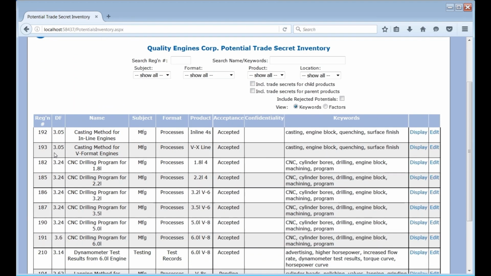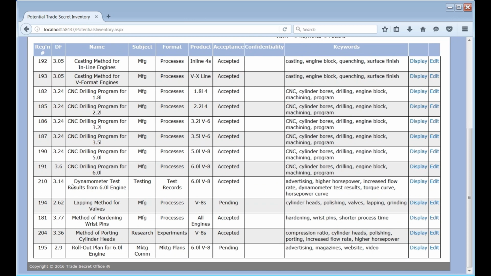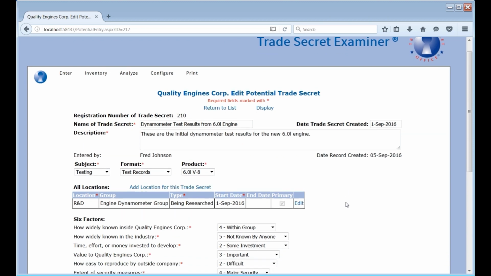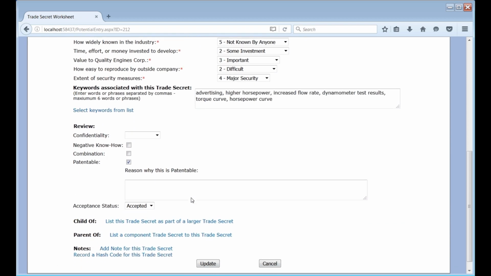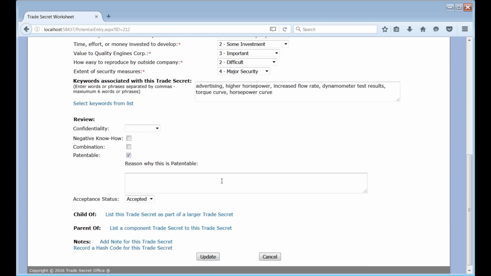Then somebody asks me, did you consider whether that might be patentable or not? And so I go and look at this. I didn't mark it as potentially being patentable, but they really think that somebody ought to look at it. So let's go ahead and mark that as maybe being patentable. Now it's going to prompt me to put in a note here. And so I'm going to put maybe patentable.